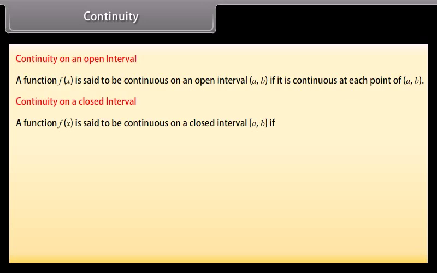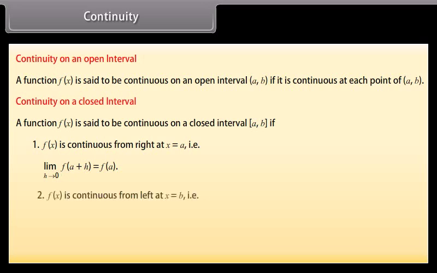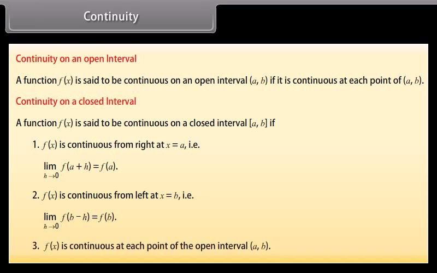A function f(x) is said to be continuous on a closed interval [a, b] if: 1. f(x) is continuous from the right at x = a, that is, limit as h approaches 0 of f(a plus h) is equal to f(a). 2. f(x) is continuous from the left at x = b, that is, limit as h approaches 0 of f(b minus h) is equal to f(b). 3. f(x) is continuous at each point of the open interval (a, b).